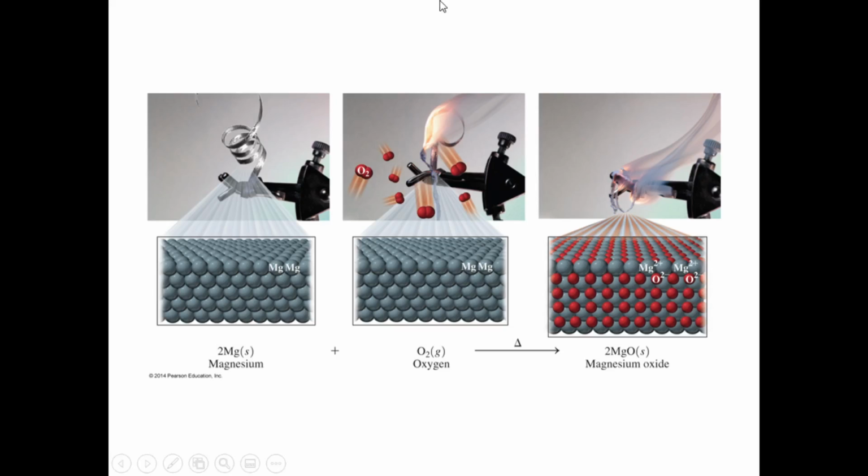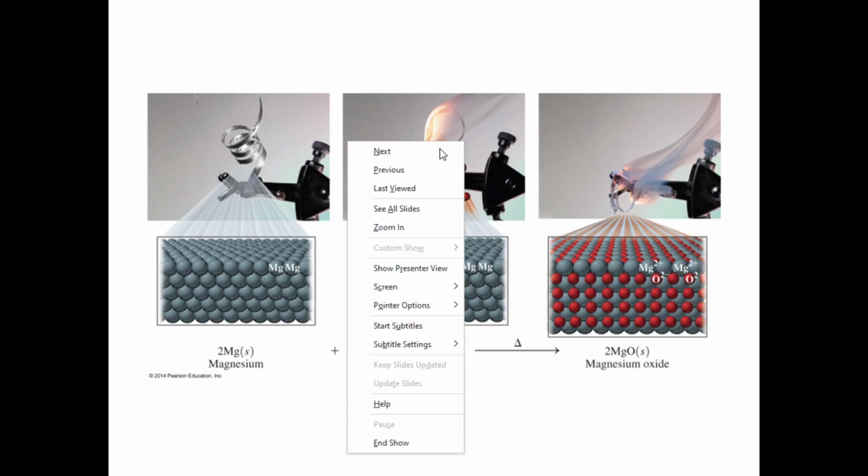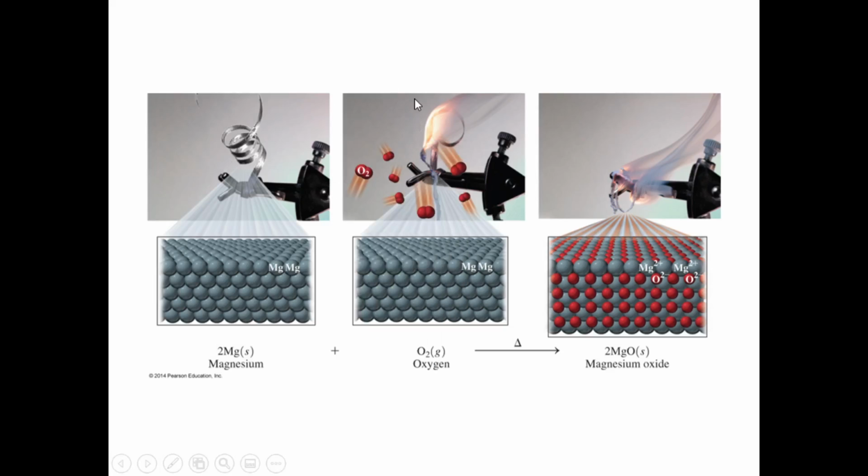You can see the actual pictures of this happening. Here we have a little coil of magnesium ribbon. They light it on fire, the oxygen comes in, and we form our magnesium oxide compound. So 2 things coming together to form a compound. We could look at the particulate diagrams down here as well. We have magnesium, and then oxygen is these little molecules in the air, and then in the end they're combined. So 2 things coming together to form a compound.